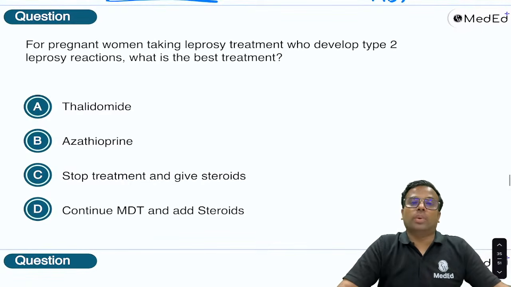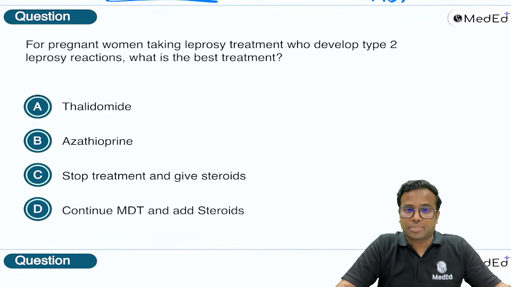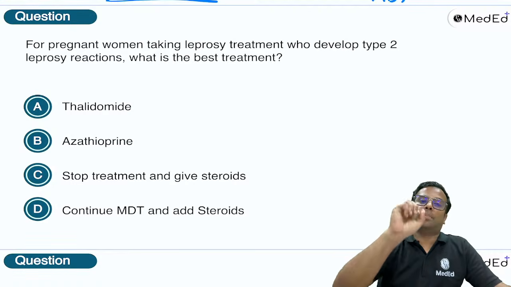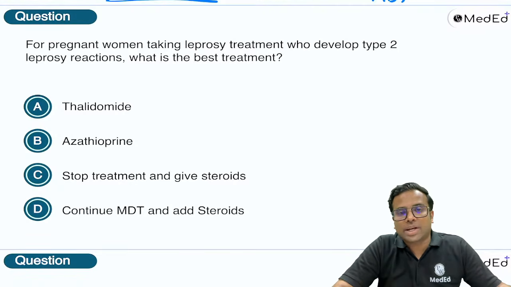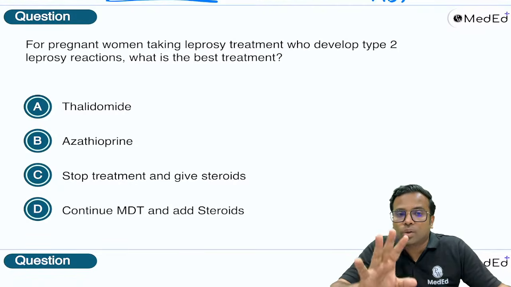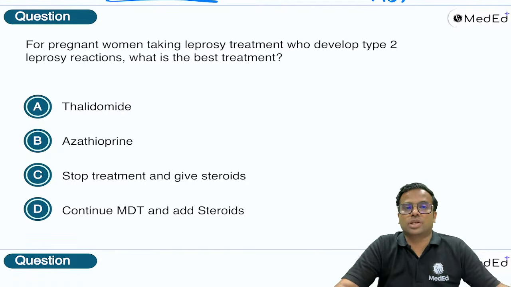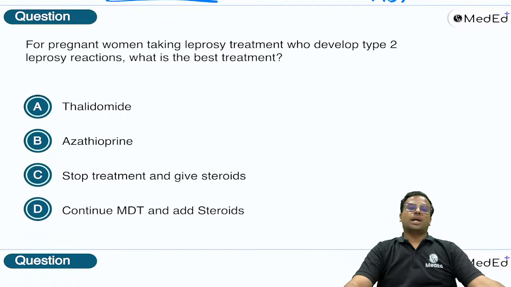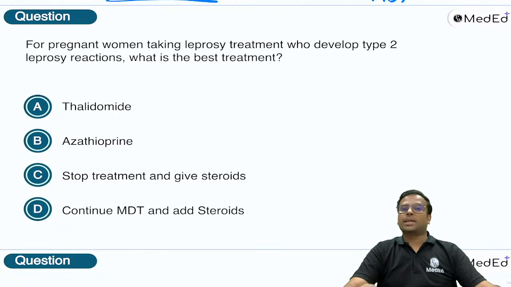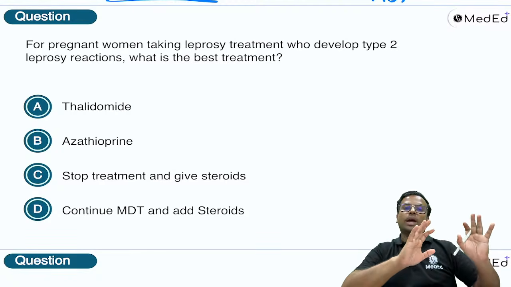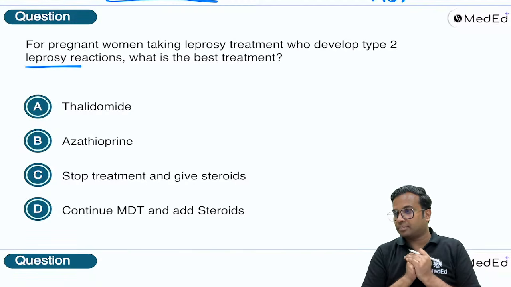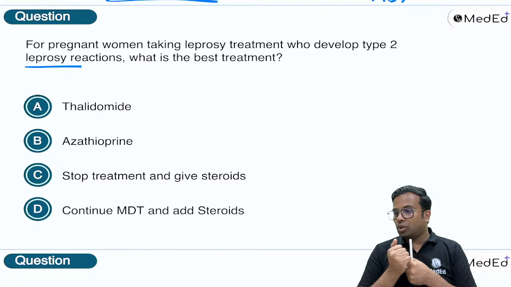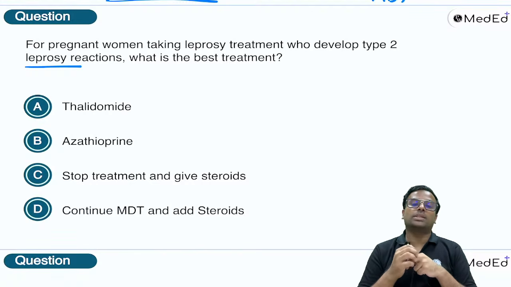For a pregnant woman taking leprosy treatment who developed type 2 leprosy reaction, what is the best treatment? Thalidomide, azathioprine, stop the treatment and give steroids, continue the multi-drug therapy and add steroids. So now you need to imagine the patient is a pregnant female, but she is already having leprosy. So she is having a leprosy reaction, right? So here what do you see? What is the best treatment?